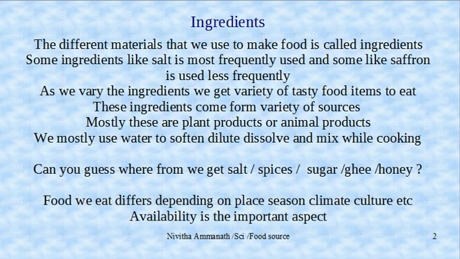Some ingredients like salt are most frequently used. There is very rarely a food item which is cooked without salt. And some items like saffron are used very less frequently. It is used only in certain types of foods as a spice, flavoring and aroma agent. As we vary the ingredients, we get a variety of tasty food items to eat.